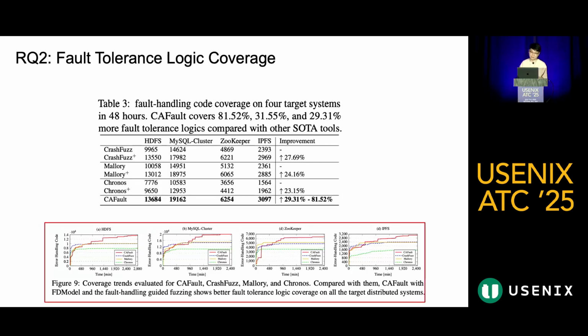Also, if we look at the coverage growing over time, the test coverage of CAFault is actually smaller than other tools during the first 8 hours. This is because CAFault spent time in the first step analyzing runtime coverage and constructing and updating the FDModel, which introduced some overhead. But once the FDModel is completed, around 8 hours, CAFault's coverage starts to quickly go beyond the others and stays constantly higher from that point.